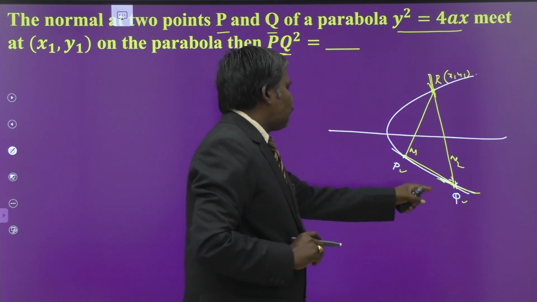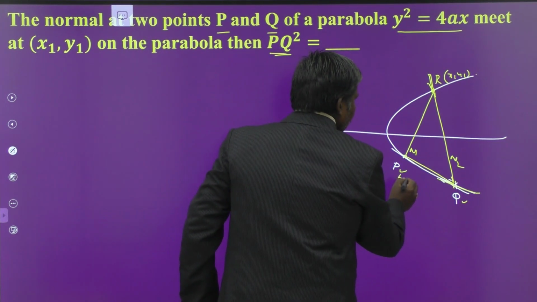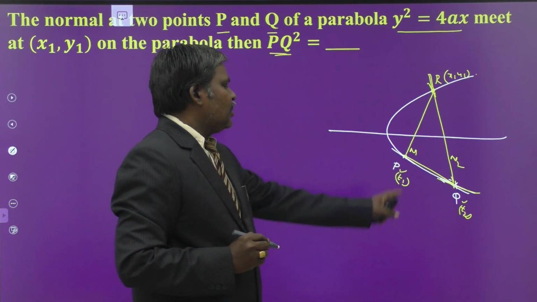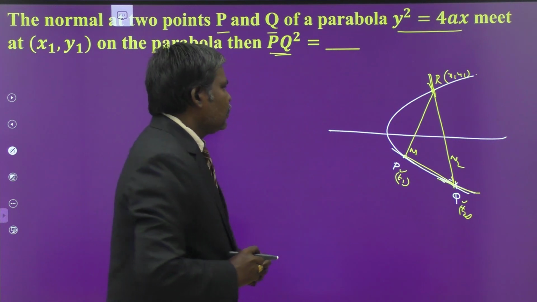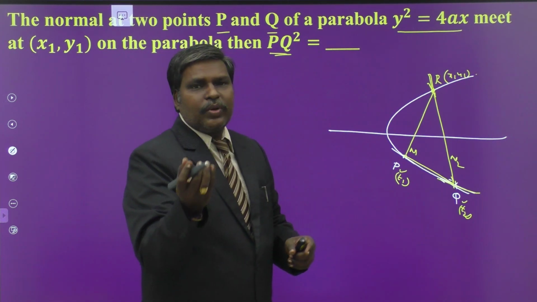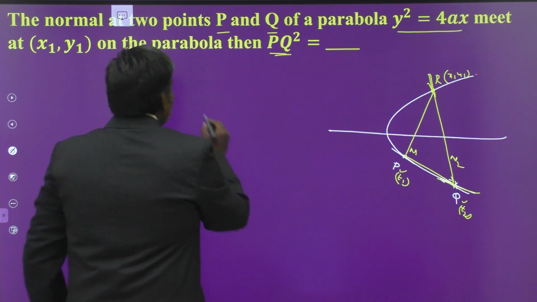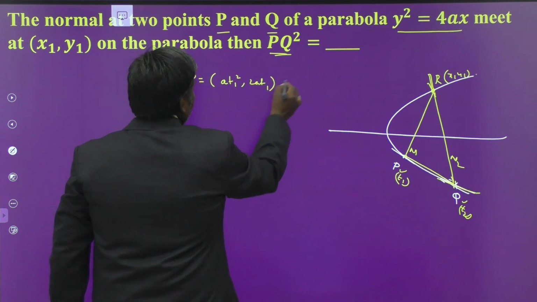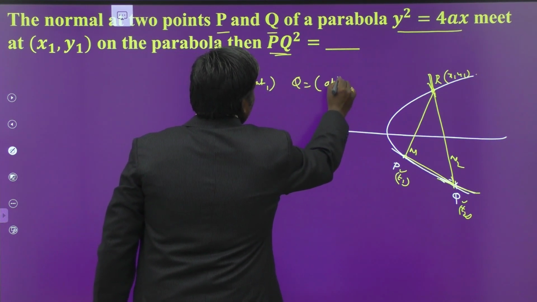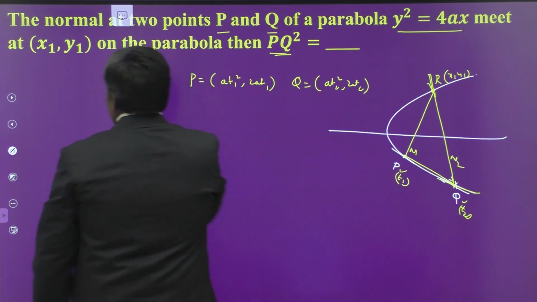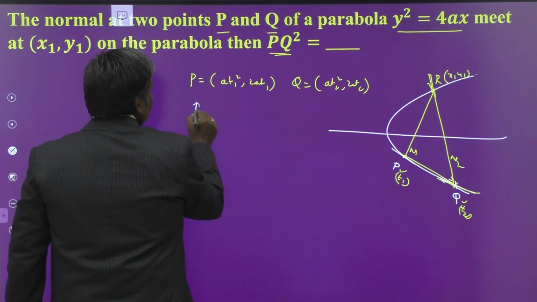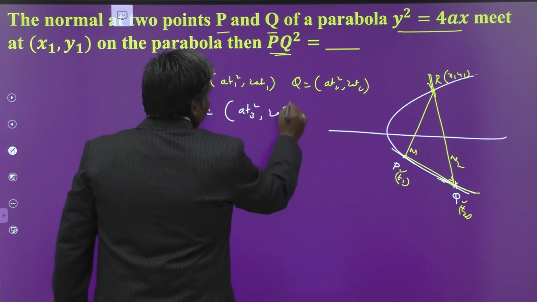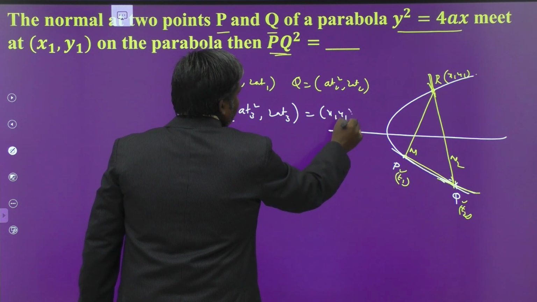Suppose the coordinates of P and Q are, say, t1, t2. P of t1, Q of t2. That means P is (at1², 2at1), Q is (at2², 2at2). They intersect at R (at3², 2at3). So the coordinates of P are, say, (at1², 2at1), Q is (at2², 2at2), and their point of intersection R is (at3², 2at3). That is nothing but (x1, y1).